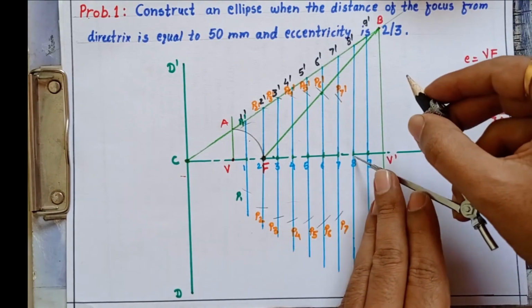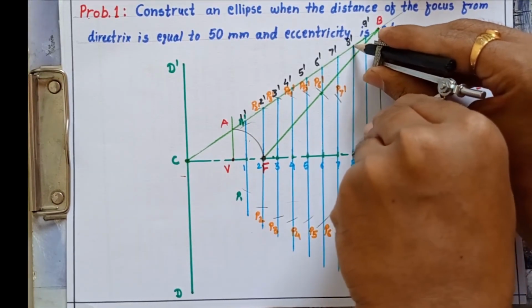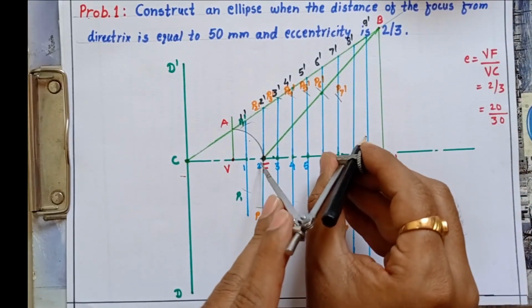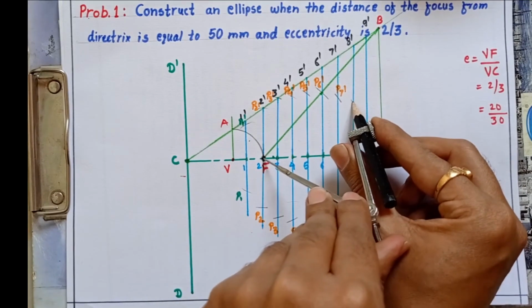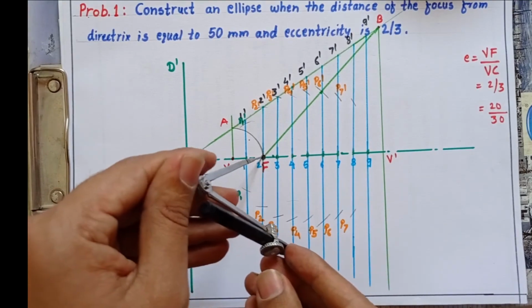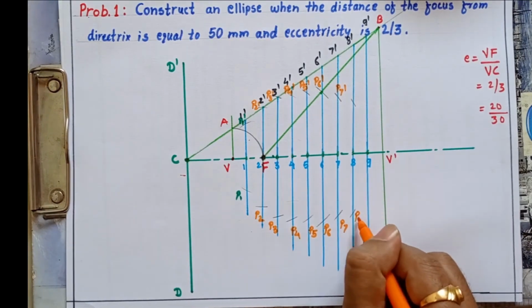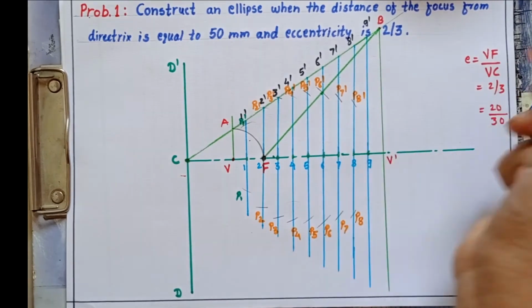Similarly, take the distance equal to 8 to 8 dash in your compass with F as a center. Cut the line passing through points 8 and 8 dash. Name the points as P8 and P8 dash. Fine.